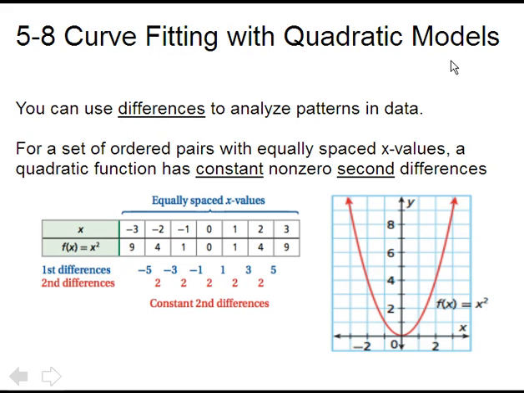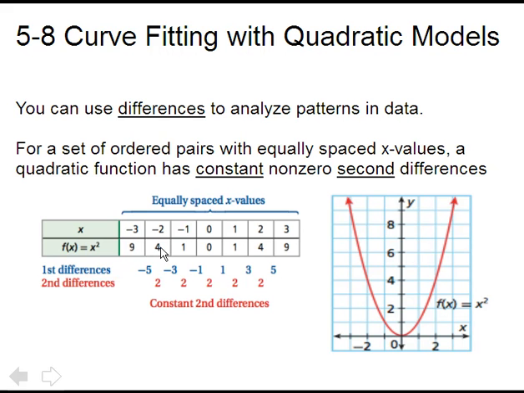And one way to do that is to look at the set of differences in data points. And what we're looking for here is, it says, for a set of ordered pairs with equally spaced x values, a quadratic function has constant non-zero second differences. So if you take a look at this right here, my x values are equally spaced. They increase by 1.